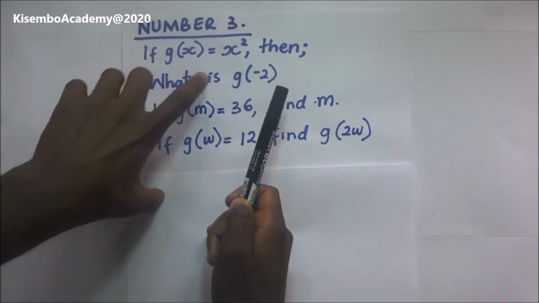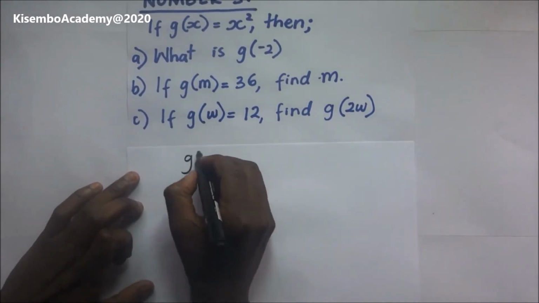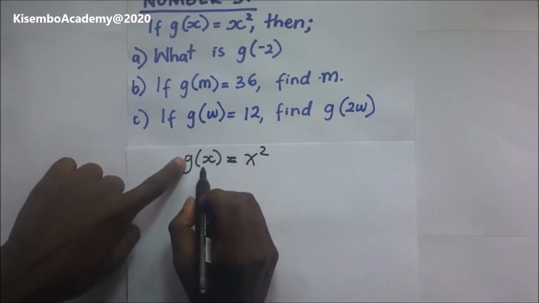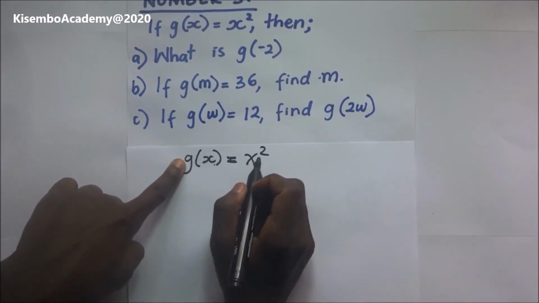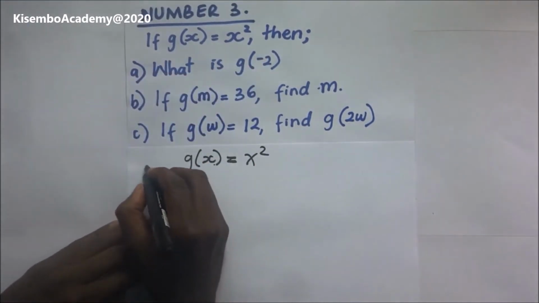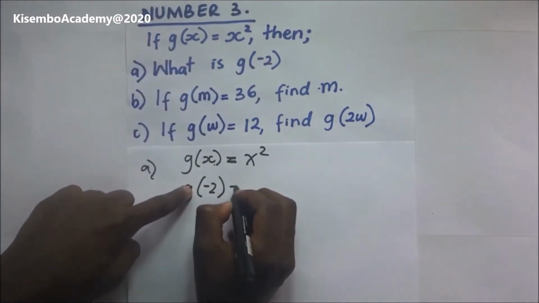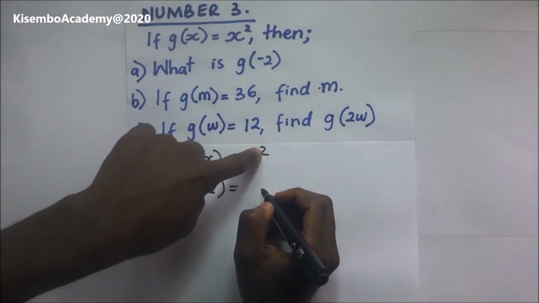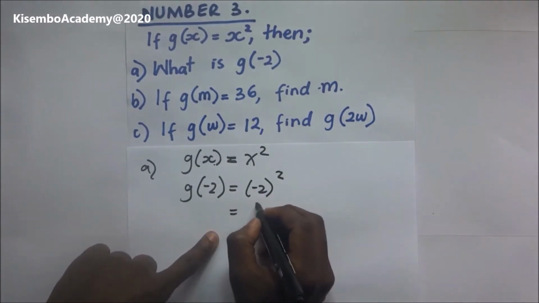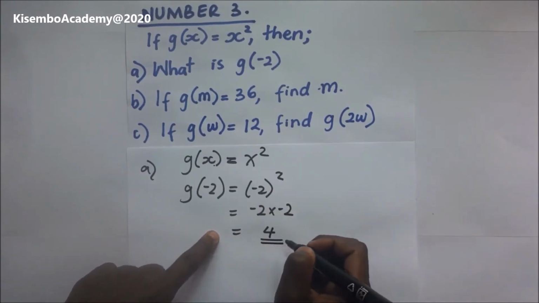So now what is the function g when the variable is negative 2? First of all, we know that the function g of x is equal to x squared. So what is g when the variable is negative 2? This is part A. Where the variable is, we substitute, so it becomes negative 2 squared, which is negative 2 times negative 2 and gives us positive 4.